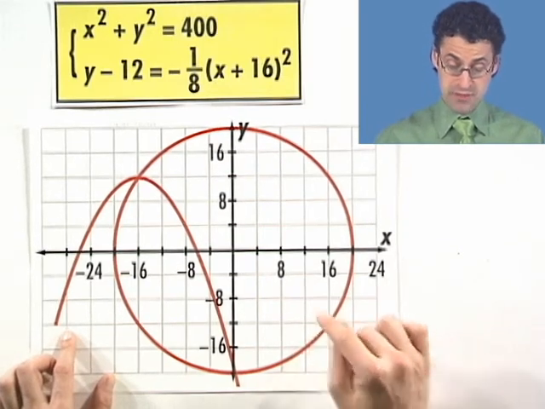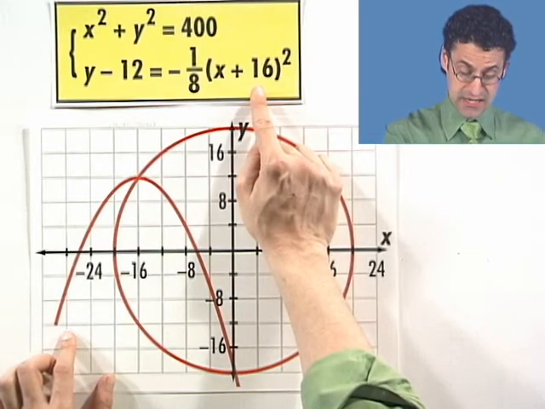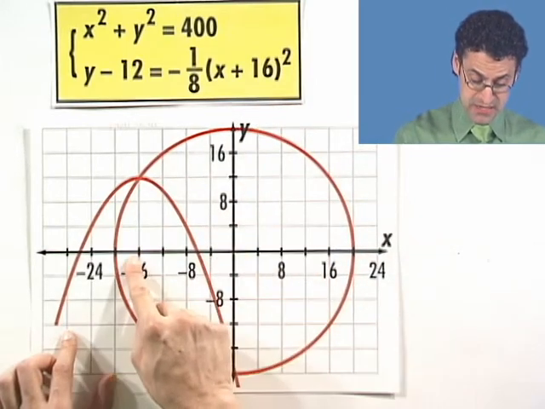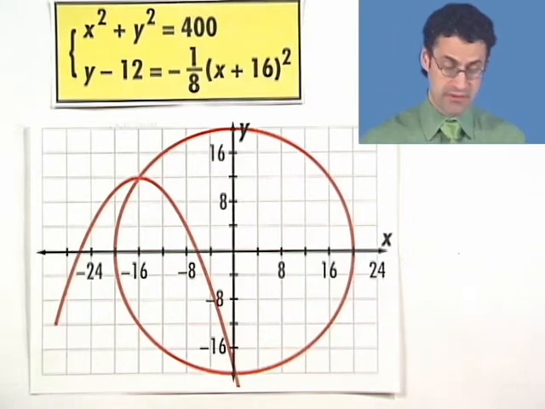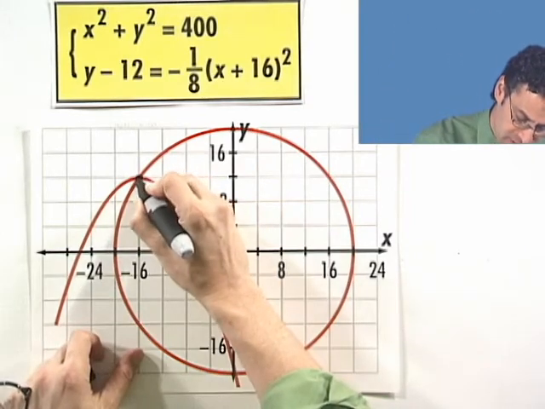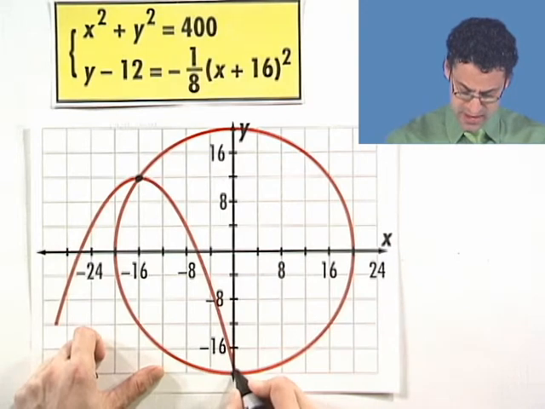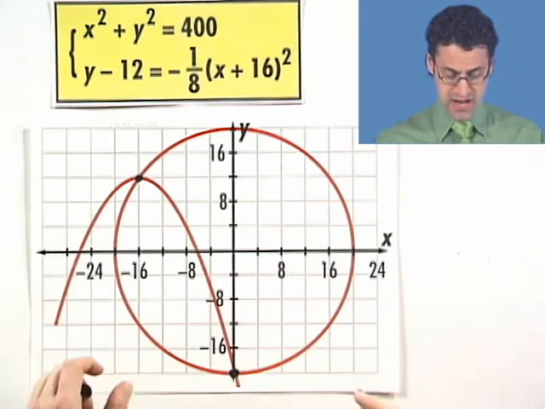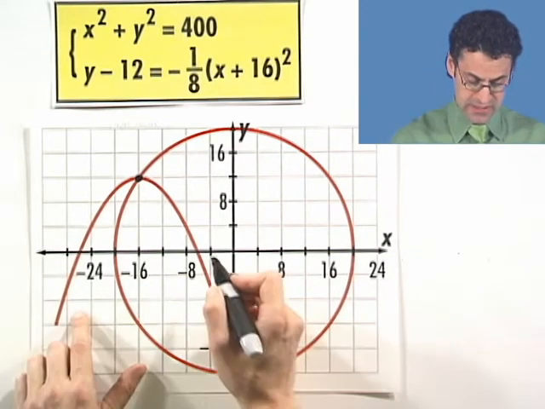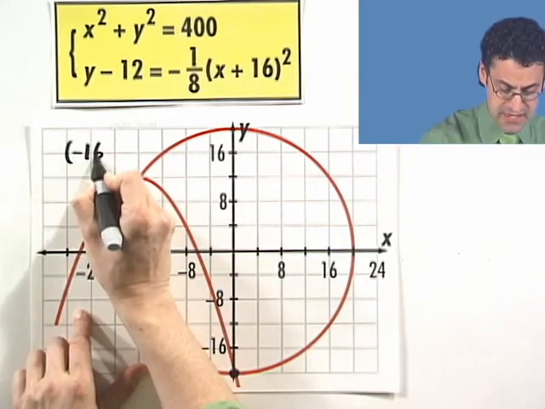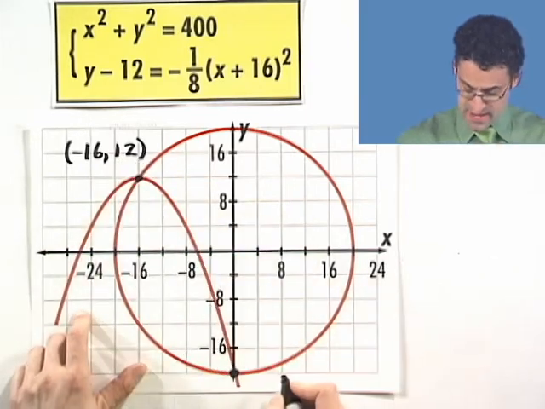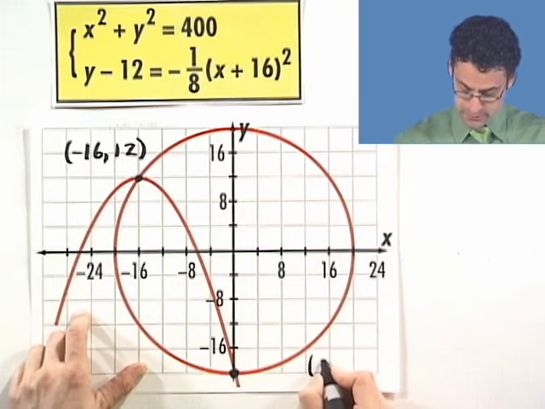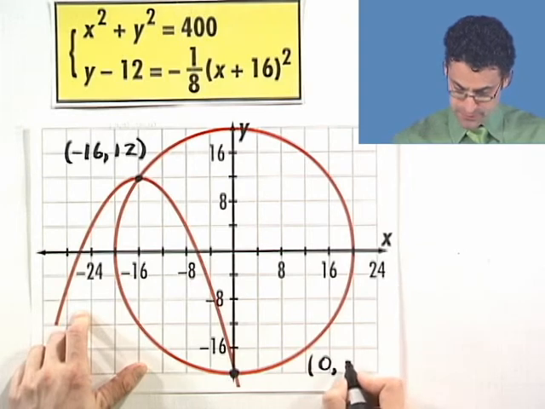Well, we know what the vertex should be. The vertex should be at negative 16, 12, and notice that in fact is where the vertex is, and moreover, it seems to be a point of intersection. So it seems like we're actually going to intersect right at that vertex, and we also seem to be intersecting way down here. Now we can actually check these answers and see if they're correct. Let's read them off first. This is going to be negative 16, comma 12, and here we read off 0, comma negative 20.